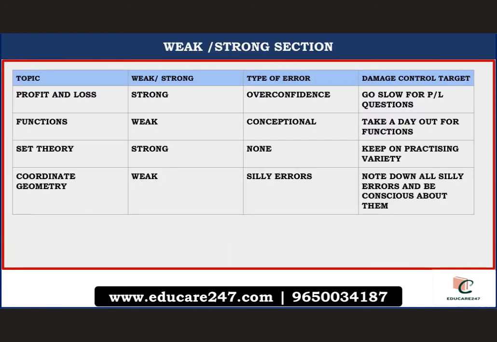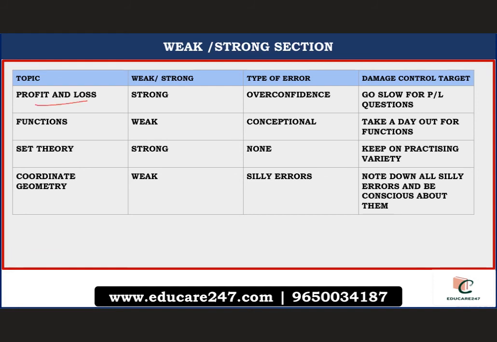Now, how to gauge whether we are weak or strong in an area? As soon as you start practicing your 300 questions or 200 questions per week, you'll understand how many you are getting right and how many you are getting wrong. On the basis of that, just create a table like this. Alright, this is an example of a table that I've created for you.